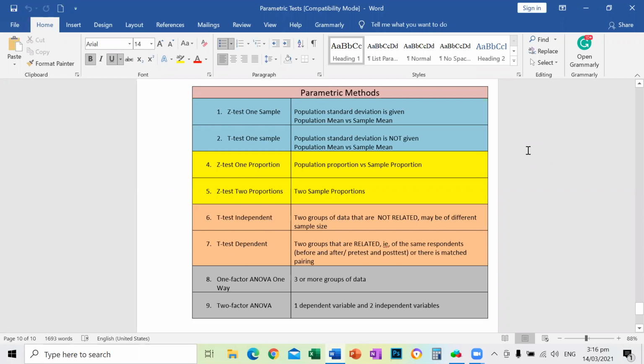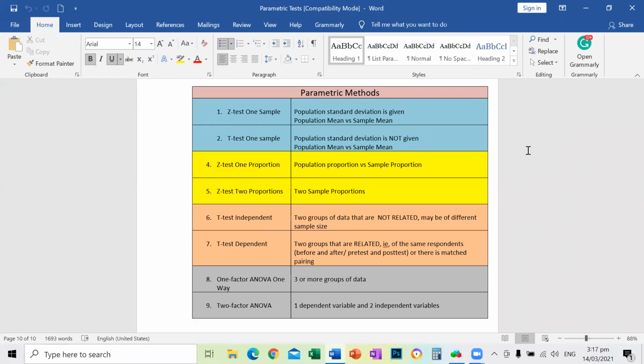Hi, everyone. I'm here to discuss the different parametric methods. To recall, when do we use parametric methods? We use these statistical tools if our data is normally distributed and if our variables or data are either interval or ratio. Looking at these parametric methods, we have 9, but we actually have 3 parametric methods.